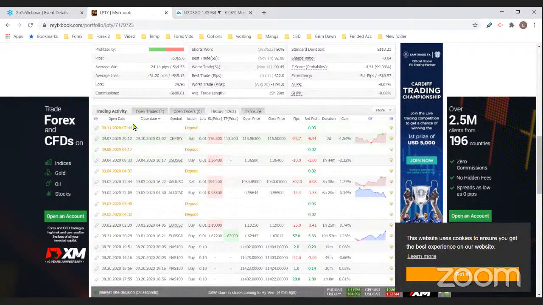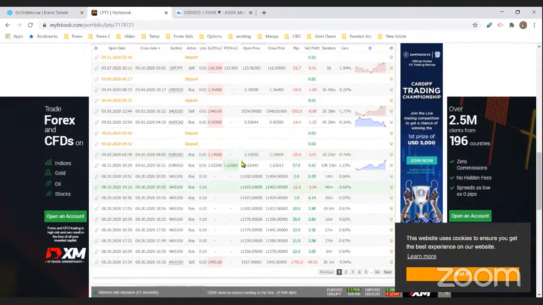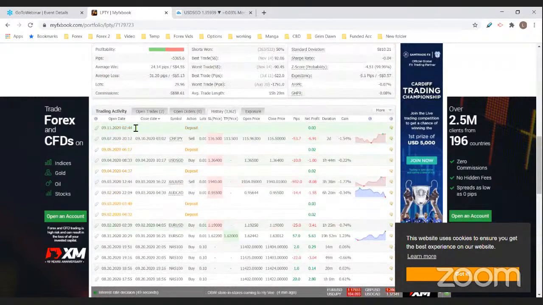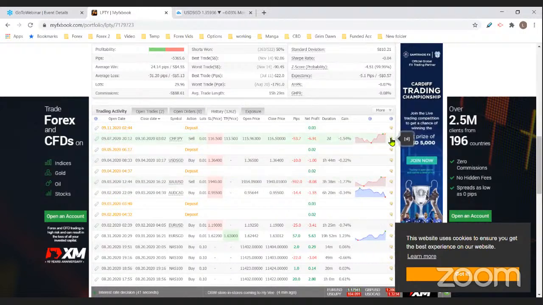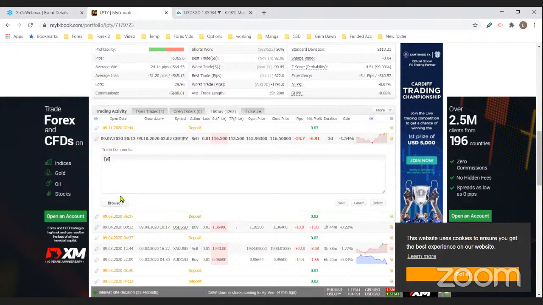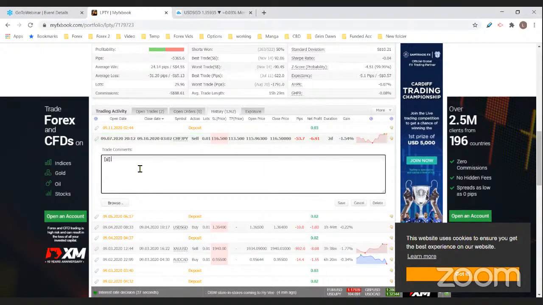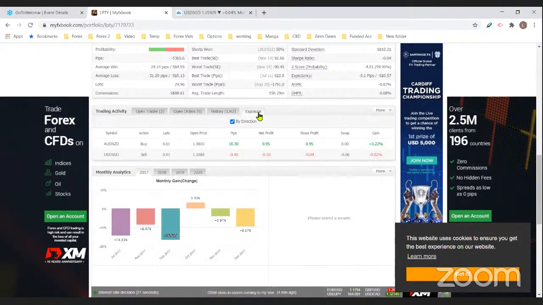This is my history. This has all your trades in: when you open, when you close, the symbols, the actions, your profit, P&L, even the graph. Once every trade is in, you can actually put in your comments if you need it. Usually I'll just ignore it, I don't really need it. So this is what I'm sharing today.